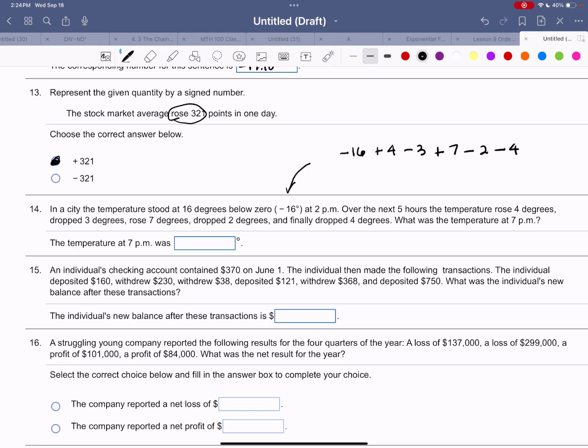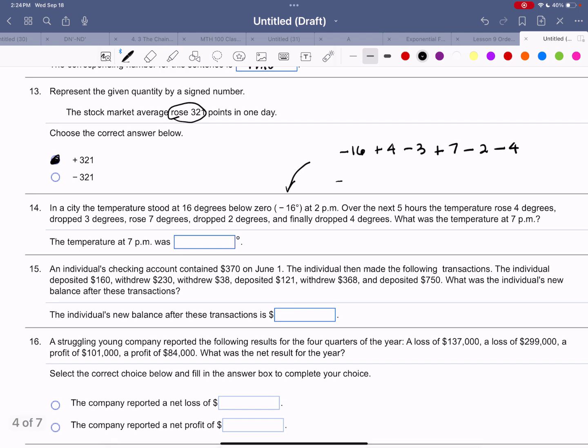Now we're just going to do this on the number line. Okay? So we're going to start at negative 16. We're going to go 4 to the right. 1, 2, 3, 4. So negative 16, 15, 14, 13, negative 12. Now we're going to go 3 down, so back, go with a different color here. Negative 13, 14, 15, so we're at negative 15.